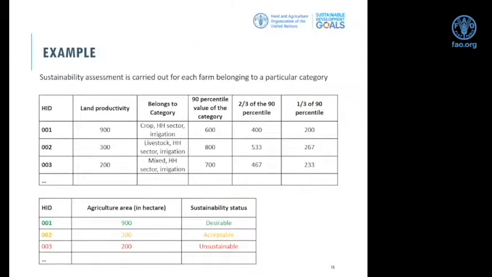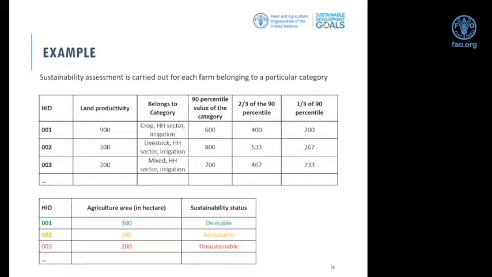So this is how we estimate the farm output value per hectare and assign sustainability statuses to the farm and the agriculture area that it owns and operates. Of course, once we have the green, yellow, and reds identified for all the farms, we start adding up the agriculture areas by respective colors. And then we divide by the total agriculture area of the country estimated from the agriculture survey to arrive at the proportion of agriculture area for this sub-indicator by traffic light approach.